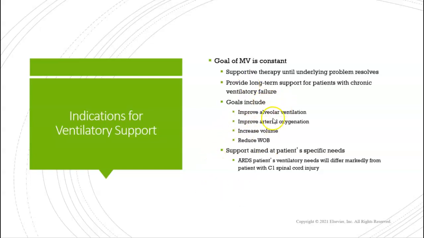Mechanical ventilation is used to improve alveolar ventilation, making sure that enough volume gets down to the alveolar level to provide adequate ventilation. It also is to improve arterial oxygenation. We want to make sure there's an adequate amount of oxygen that gets into our blood from our lungs. We're looking at increasing the volume in our lungs. How much volume stays in our lungs helps with alveolar ventilation, helps with keeping our lungs open, preventing atelectasis, improving oxygenation, and reducing the work of breathing.